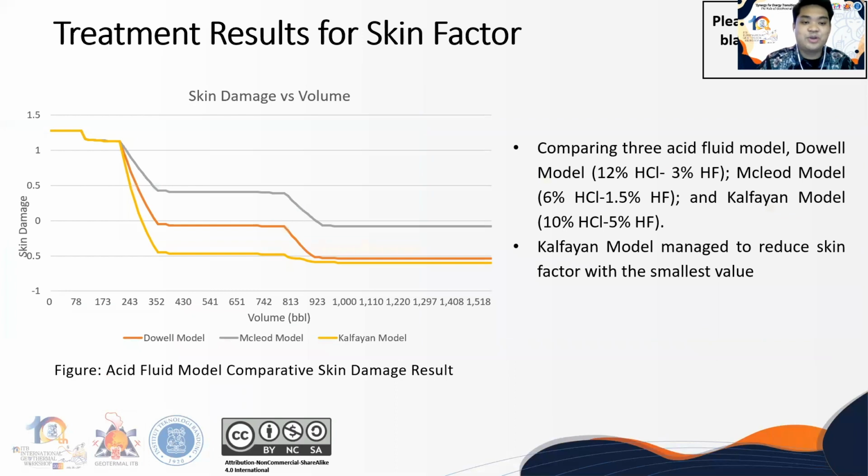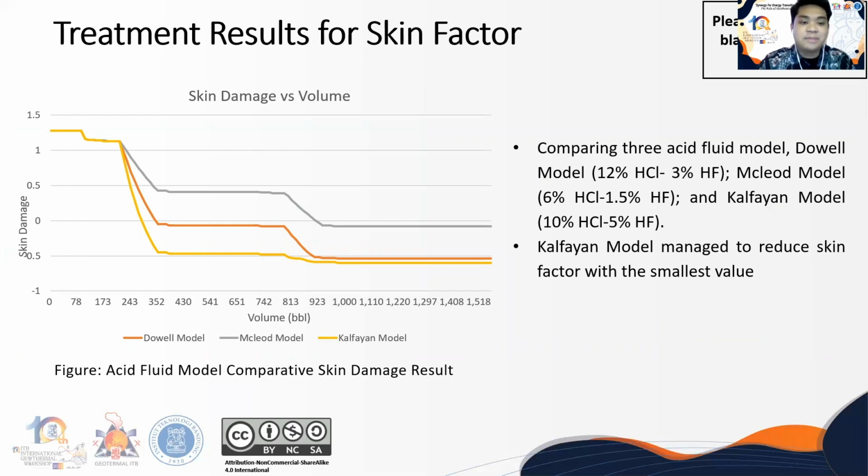The first evaluation compares the acid fluid models that are commonly used in the field, which are the Dawud model, McLeod model, and Calvin model. If you look at the graph, the second stage of the Calvin model shows that the value of the skin factor has not decreased significantly.